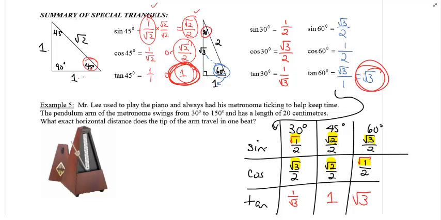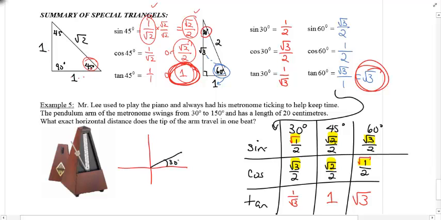Now the pendulum arm of the metronome swings, and in this case it swings from an angle of 30 to 150 degrees, and these are angles in standard position. So you're thinking about what happens if I draw my coordinate axes. I'm starting here at an angle of 30 degrees, and this thing swings all the way over here to 150 degrees. Okay? So it goes ticks, tocks, back and forth.